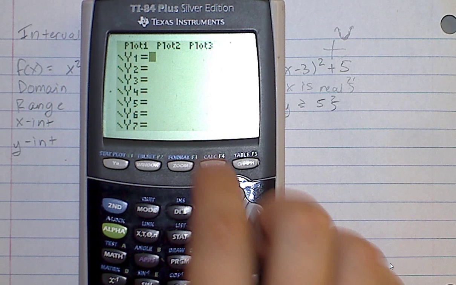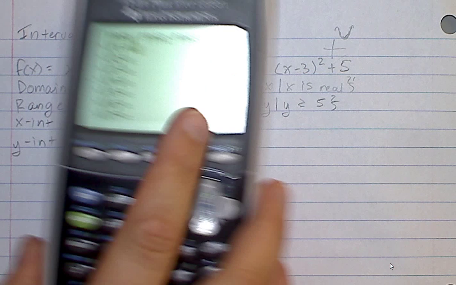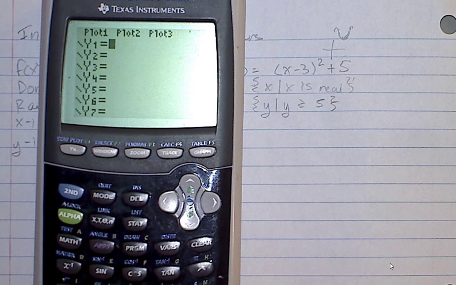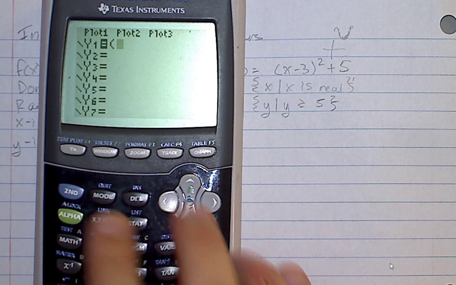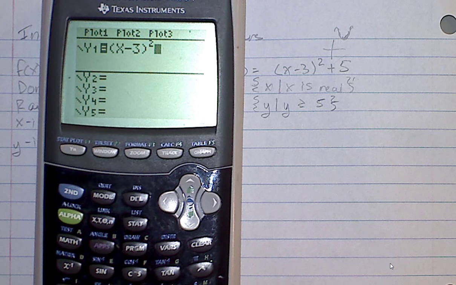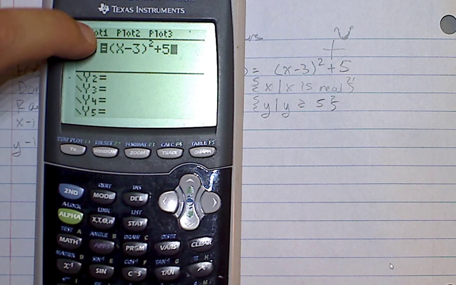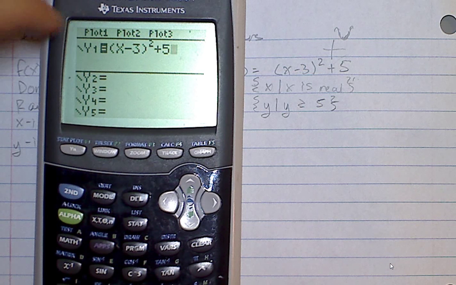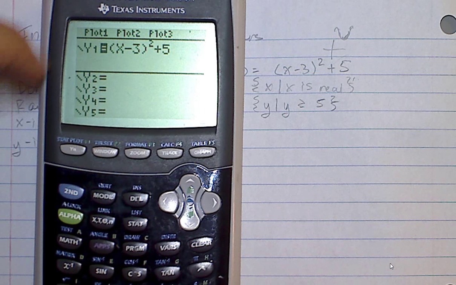Okay. So I'm going to type in the function I had right here, which is in parentheses, x minus 3, close parentheses, squared, and then plus 5. Yours might look slightly different when I'm entering this because we have a bunch of different versions of the TI-84, but it's going to do the exact same thing so long as you're typing it in as x minus 3 in parentheses squared plus 5.